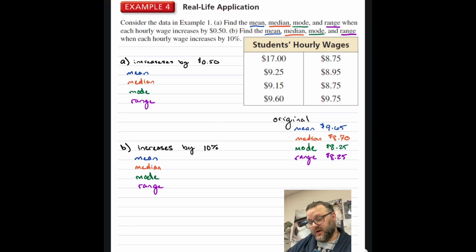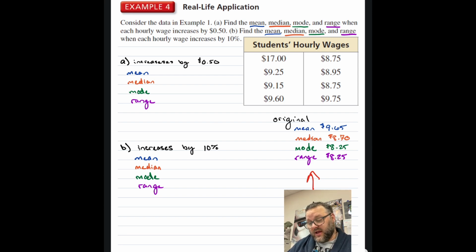All right, ladies and gentlemen, we're talking about the real life example of what would happen if we gave everybody a 50-cent raise. What's going to happen to our mean, median, mode, range? What about a 10% raise? So first off, I want to bring attention to the fact that we do have our original amounts right over here to the right. Now, this doesn't correlate with the current table. The current table actually takes into account the 50-cent raise. I don't have a table for the 10% raise, but there's the 50-cent.